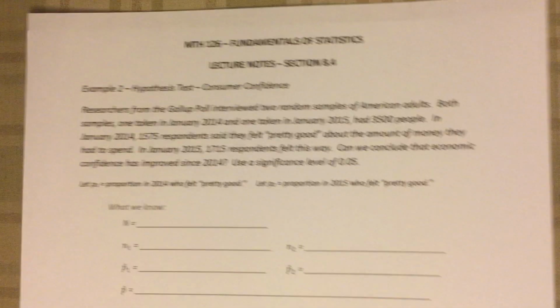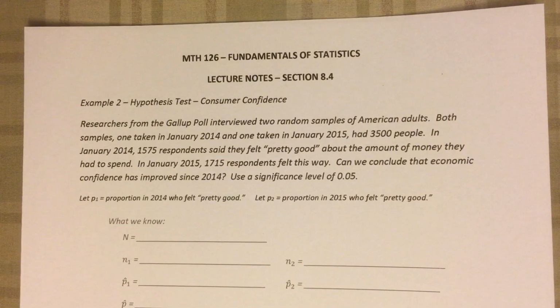All right, so let's work through one more example. Researchers from the Gallup poll interviewed 2 random samples of American adults. Both samples, one taken in January 2014 and one taken in January 2015, had 3,500 people. In January 2014, 1,575 respondents said they felt pretty good about the amount of money they had to spend. In January 2015, 1,715 respondents felt this way. Can we conclude that the economic confidence has improved since 2014?